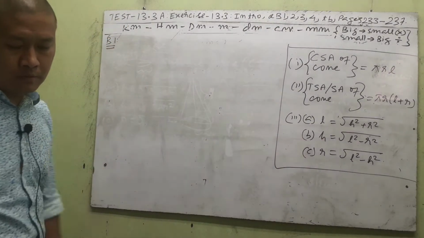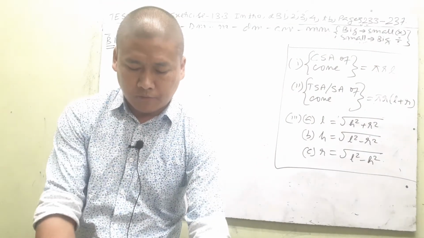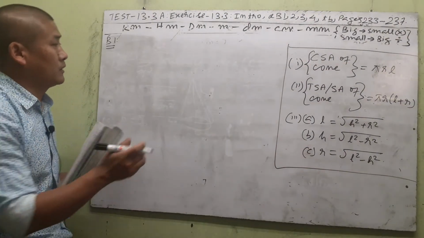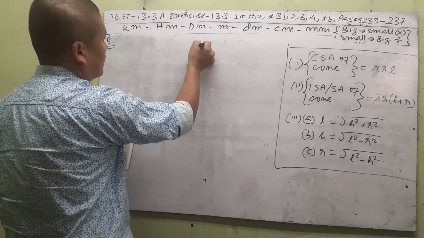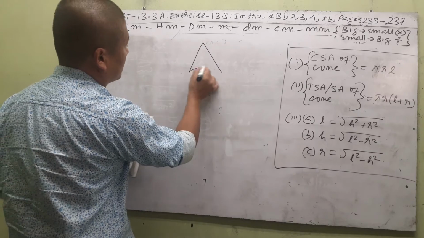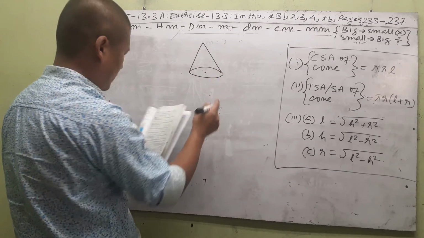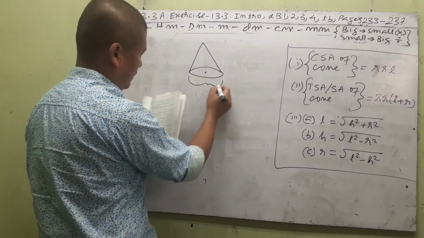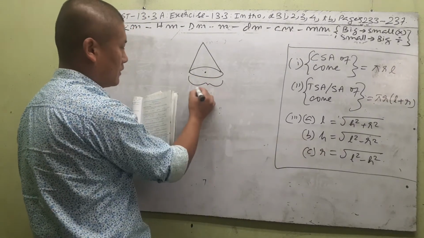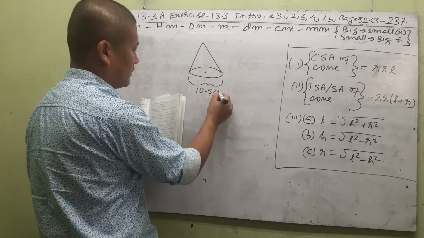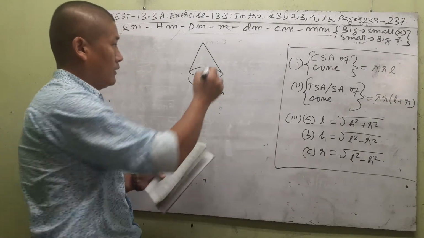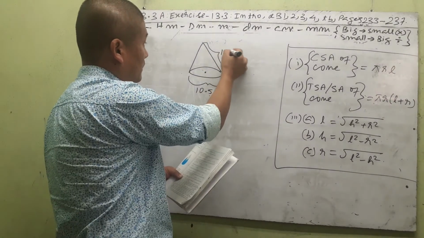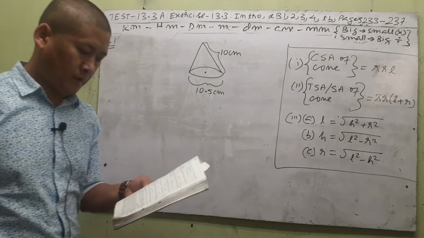B1 is the question: diameter of the base of a cone is 10.5 centimeter and slant height is 10 centimeter. So let us draw this cone. There is a cone. Clearly, the question is saying diameter of the base. Diameter means from here to here. From here to here is radius, 10.5 centimeter. Slant height means from here to here is 10 centimeter. These two are given. We have to find curved surface area.